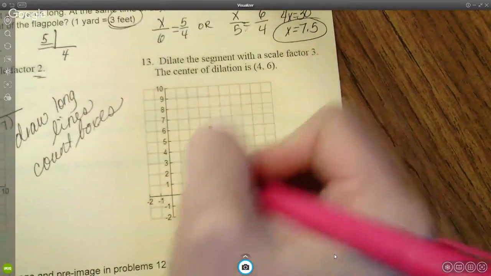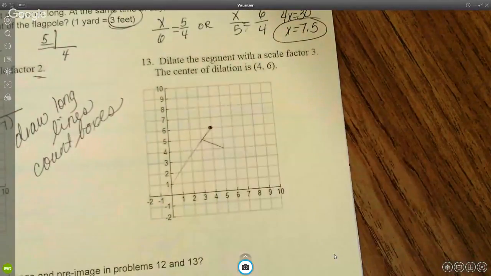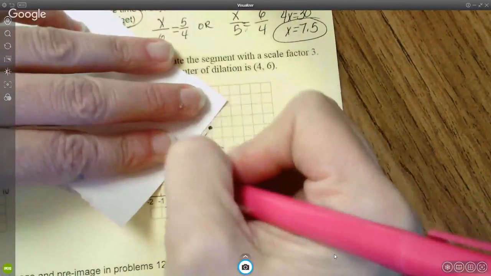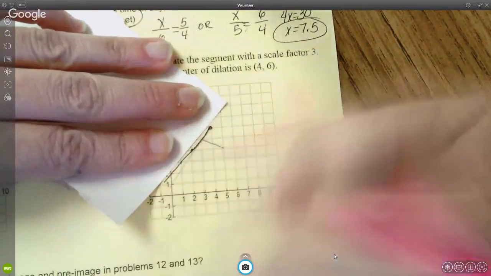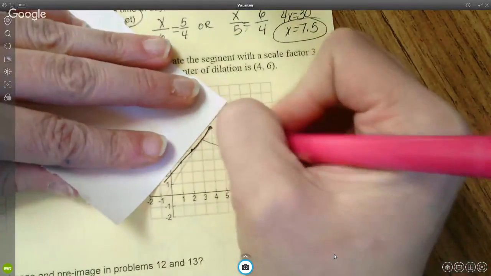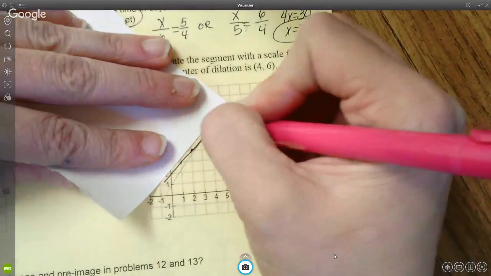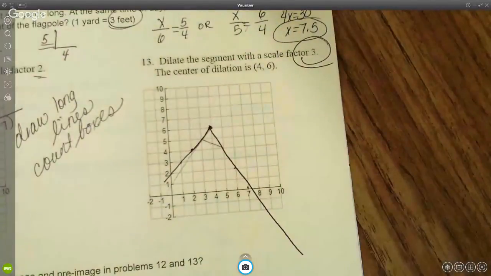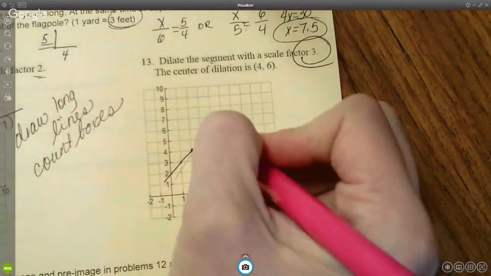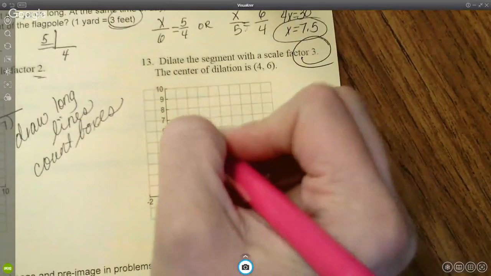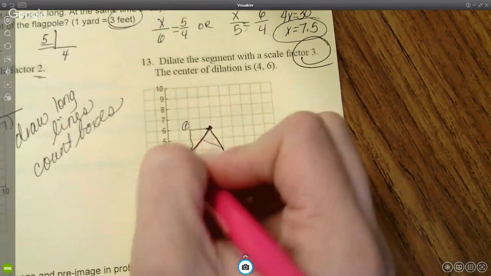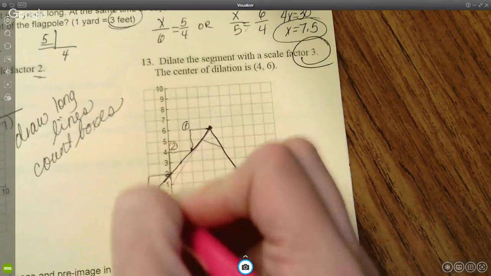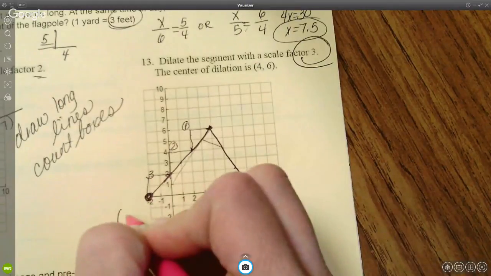So I'm going to draw my long lines. Actually, I should use a straight edge for this. So this would be my long line here. And then this long line would be 1, 2, 1, 2, 1, 2 here. It says that the scale factor is 3, so I have to move that movement 3 times. Left 2, down 2, this is my first time. Left 2, down 2, my second time. Left 2, down 2, my third time. So this new point would be -2, 0.